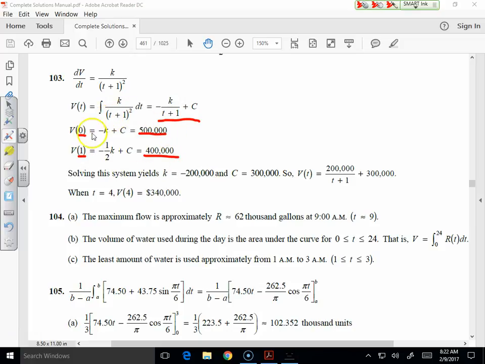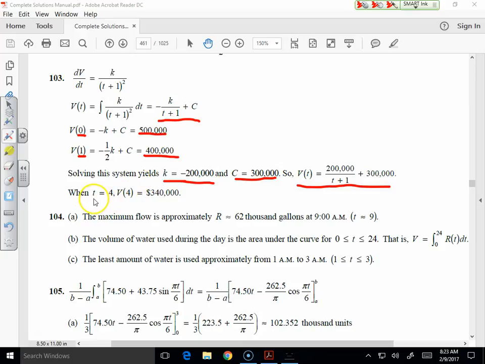2 equations, 2 unknowns, right? So we could use substitution, solve for C, plug in for C, and solve for K. We could use elimination and subtract down, because the C's will cancel. Either way, long story short, solving the system with just algebra, we end up with those 2 numbers, which means we end up with the entire equation with everybody plugged in.